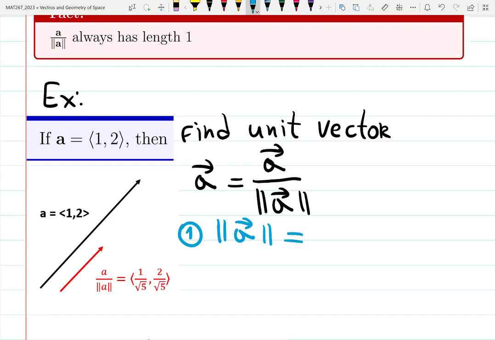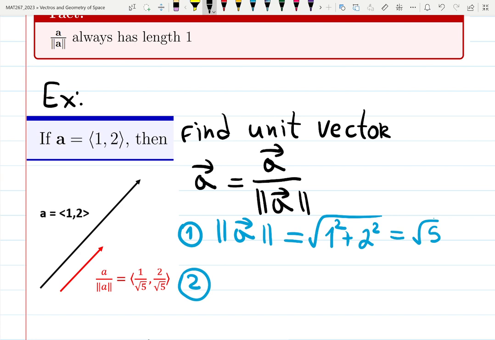So let's find the magnitude of A. We just learned the square root formula. There's a square root of 1 squared plus 2 squared. Let me write it down so you have good notes. 1 squared plus 2 squared. That is the square root of 5. So now we know the length of the vector. We want to get rid of it. Step 2, divide by this length.